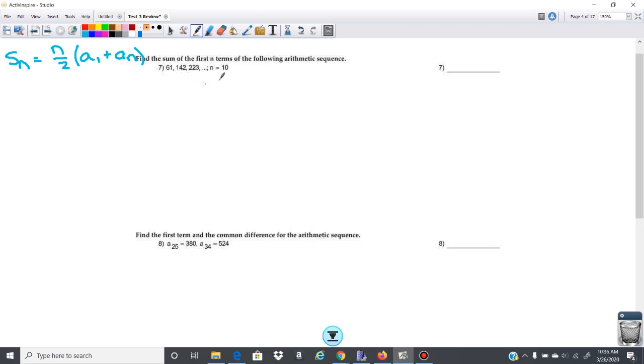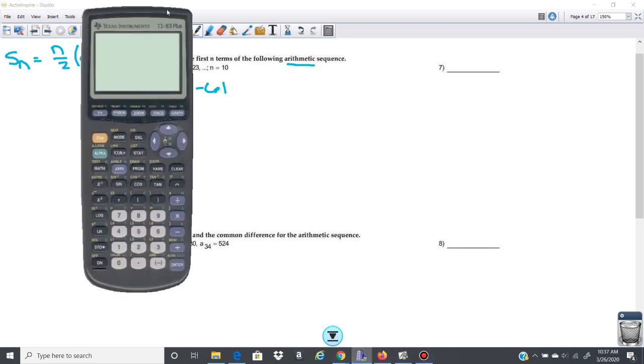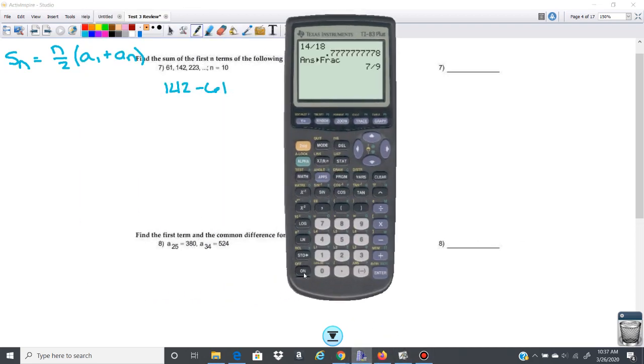So here we want the sum of the first 10 terms of this sequence. It is an arithmetic sequence, which means it's being added or subtracted. Let's find the difference here. The common difference is going to be 142 minus 61, so 81. Let's check that with the second term: 223 minus 142, 81.